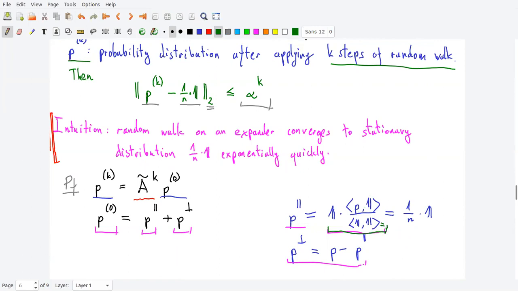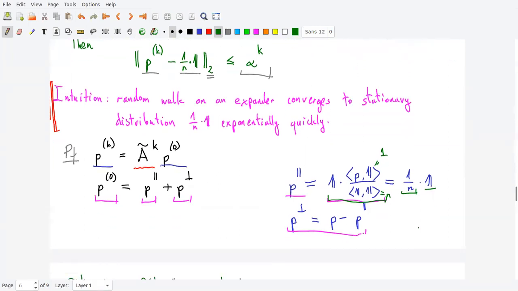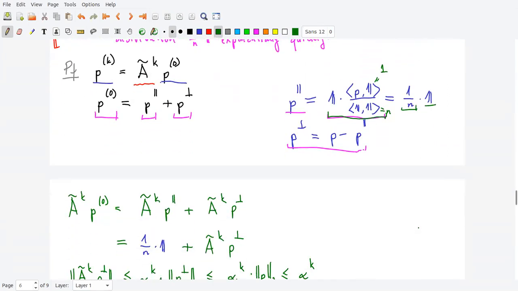So here you've got n, right? Because the scalar product of 1 with 1 is n, and now p is a probability distribution. So the scalar product of p and 1 just sums up the entries of p, and they sum up to 1, right? So the parallel part is just the vector of all ones multiplied by the coefficient 1 over n.